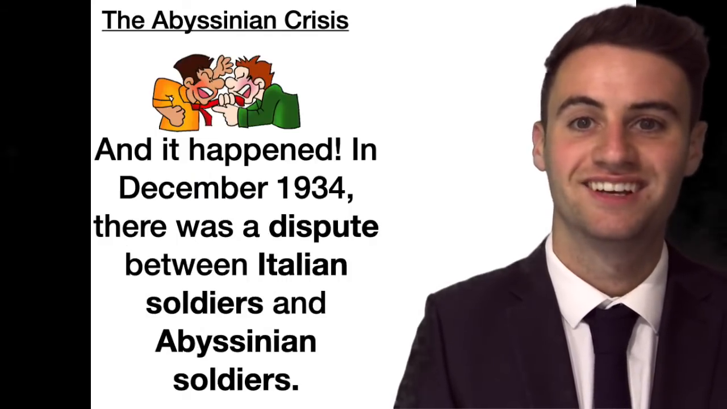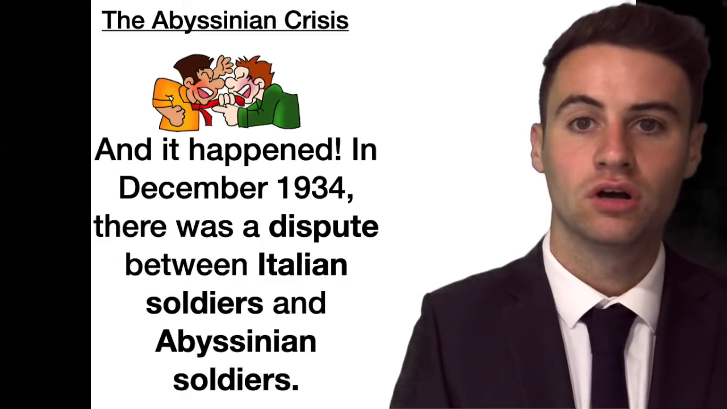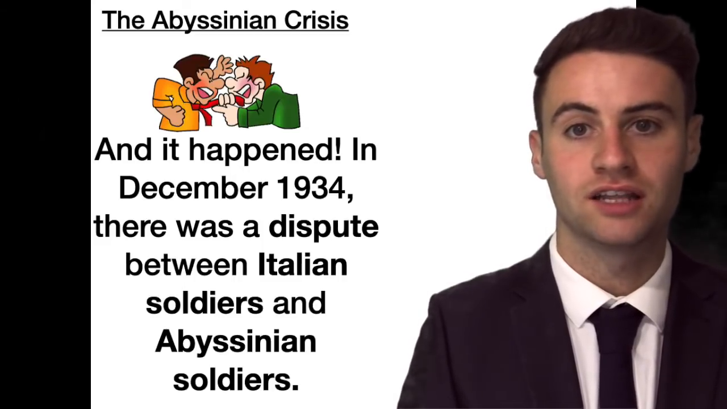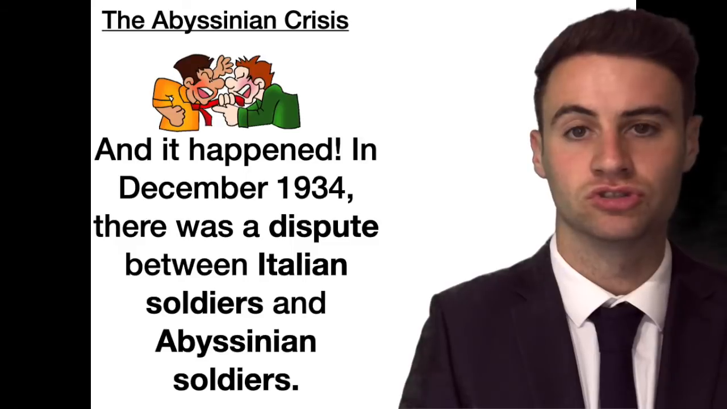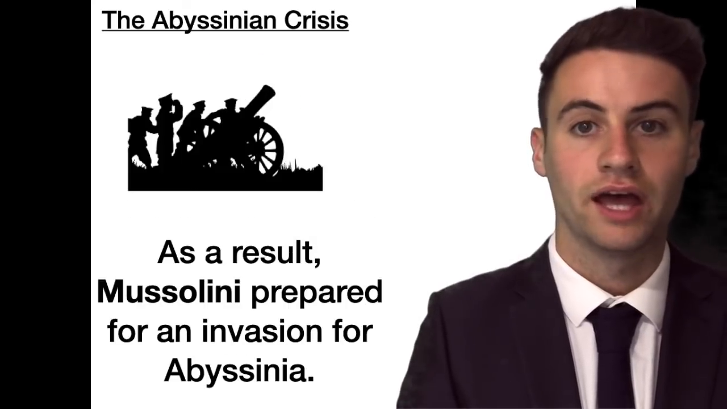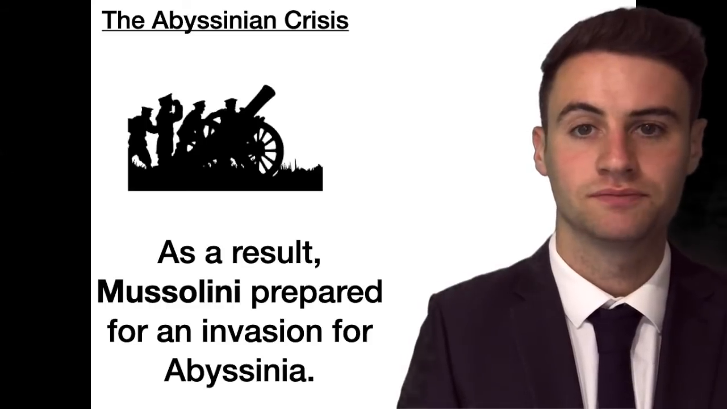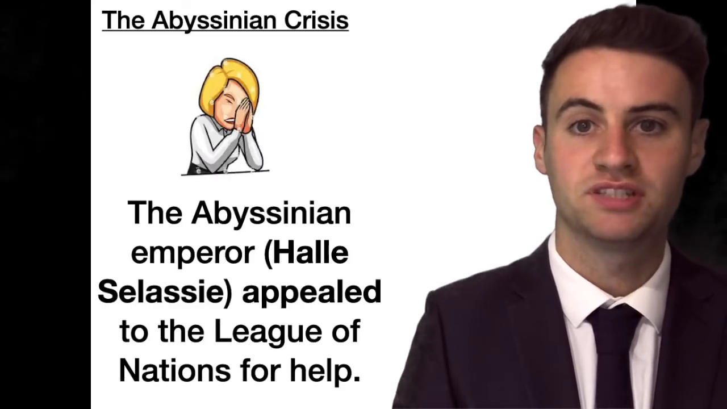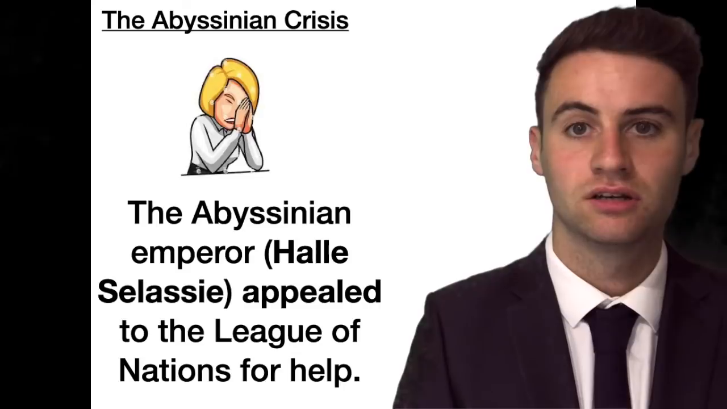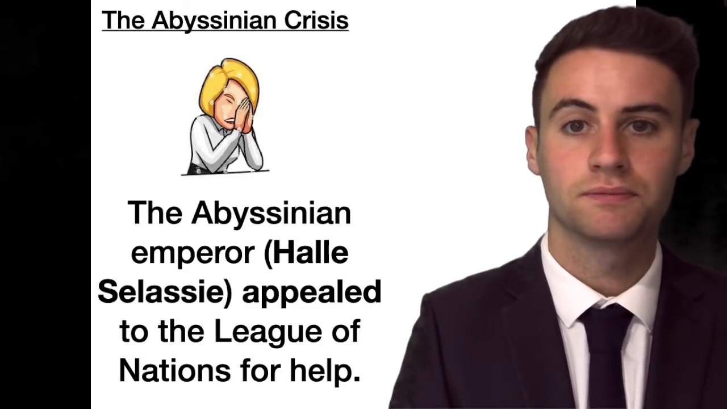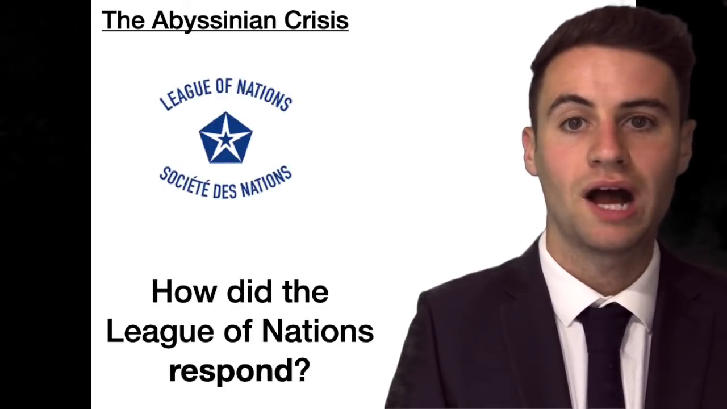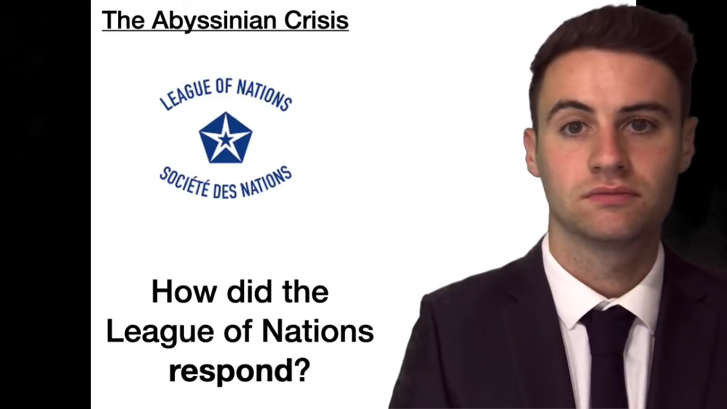And it happened. In December 1934, there was a dispute between Italian soldiers and Abyssinian soldiers. As a result, Mussolini prepared for an invasion of Abyssinia. The Abyssinian Emperor, Haile Selassie, appealed to the League of Nations for help. So how did the League of Nations respond?